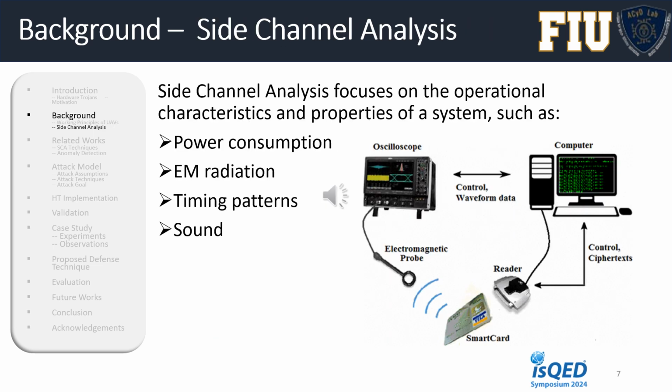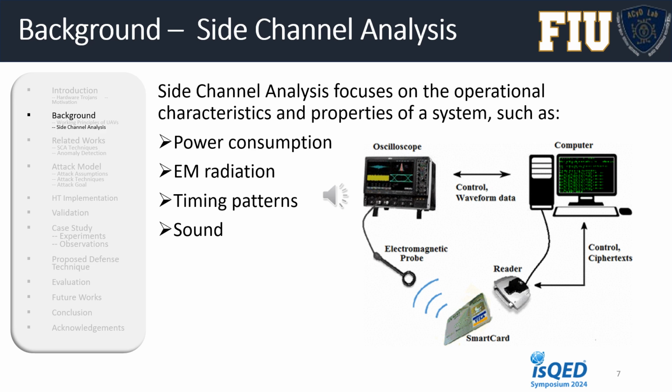So a little bit of background when it comes to side channel analysis. Side channel analysis focuses on the operational characteristics and properties of a system such as, for example, power consumption, EM radiation, timing patterns, sound. In this example, you could see you have a computer, and in the computer there is a smart card reader attached to it through, let's say, a USB port.